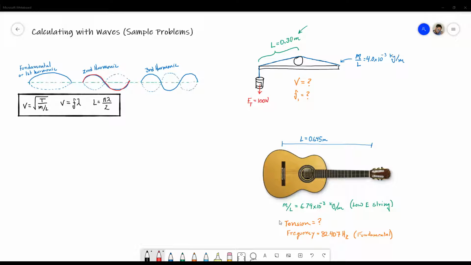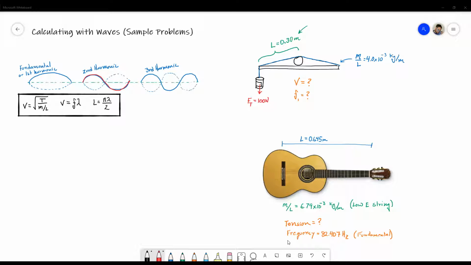Also, I'm going to look at the low E string, so that's the lowest or largest string on the guitar itself, and you can purchase different guitar strings that have different masses. Different brands have different masses per length, but the mass per length that I'm going to use here for this low E string is 6.79 times 10 to the negative third kilograms per meter. Which again, you could just toss on a scale and measure its mass per its length, and that's what you would get.